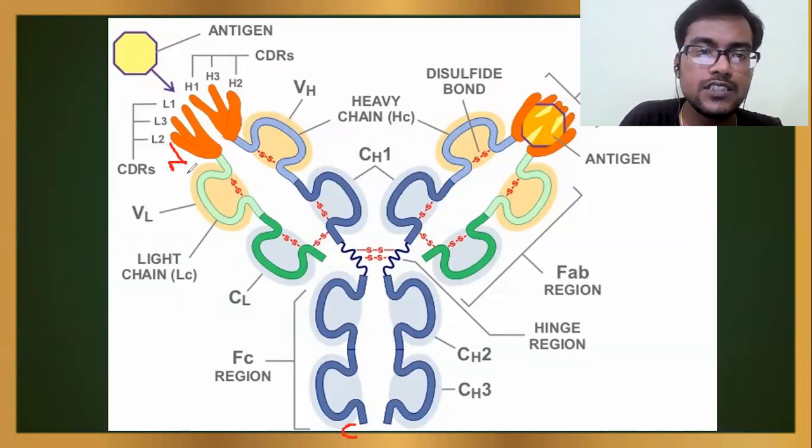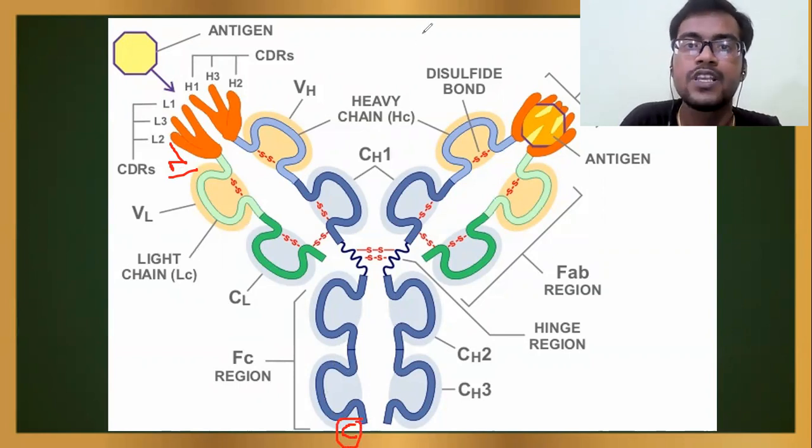This is because this is the amino terminus, this is the carboxy terminus. The variable region of the antibody is found towards the amino terminus.